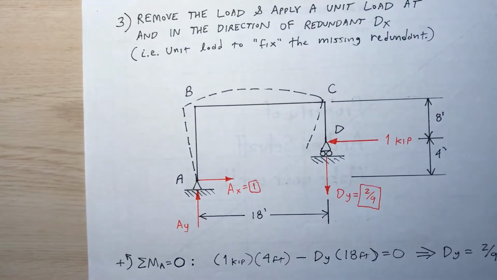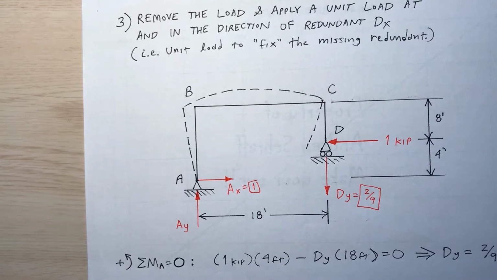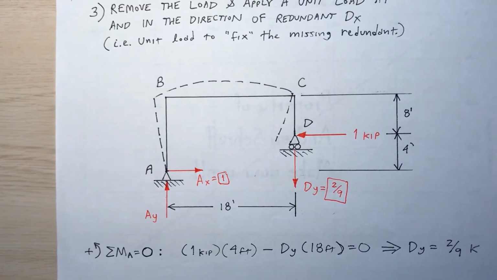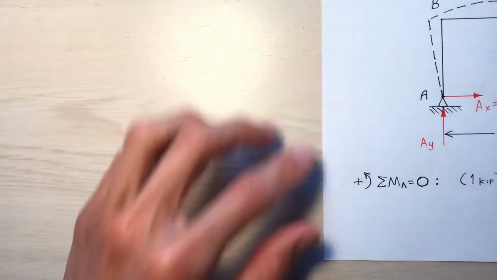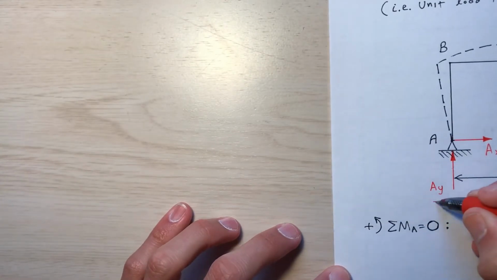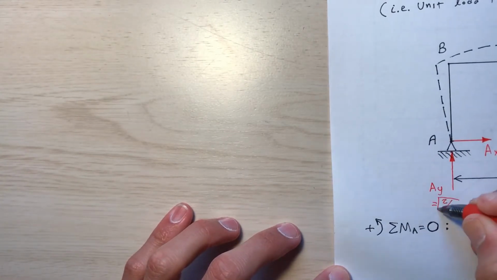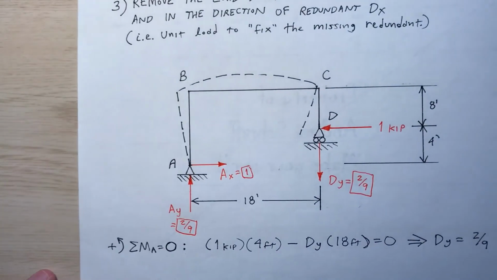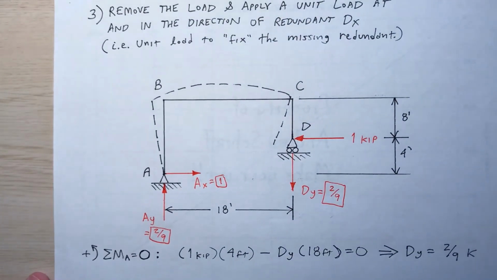Okay, how is that? And then by inspection, taking the sum of the forces in the y direction equal to 0, I find that A sub y is also 2/9. Okay, so there you have it. I have all the external reactions based upon the 1 kip load being applied horizontally at point D.